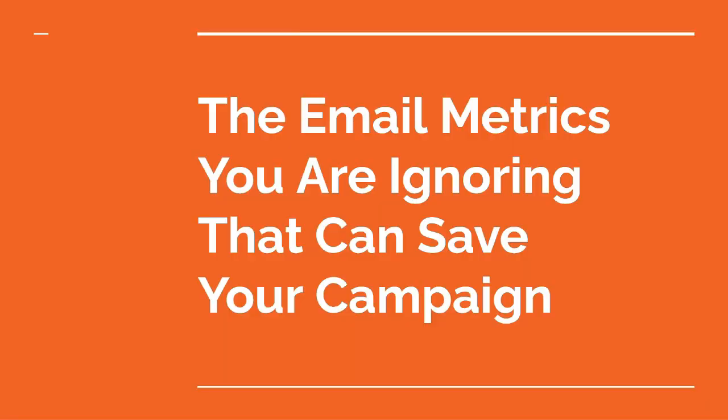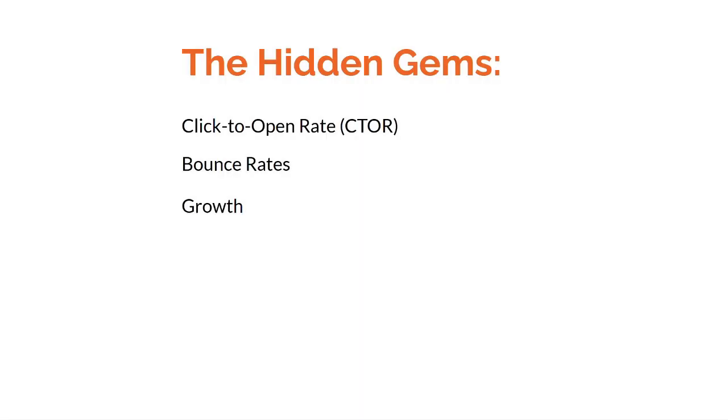It's all about the email metrics you're ignoring that can save your campaign. Let's dive right in. We're going to speak about the hidden gems, the click-to-open rate, which few people tend to evaluate. They tend to evaluate the click-through rate more frequently. We'll speak about the bounce rates. And lastly, we'll speak about email growth.